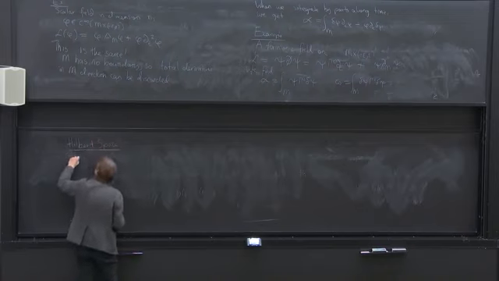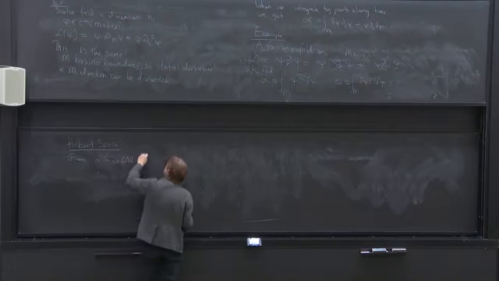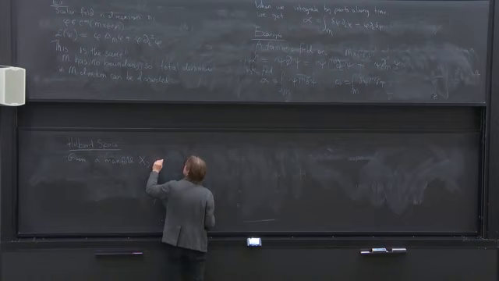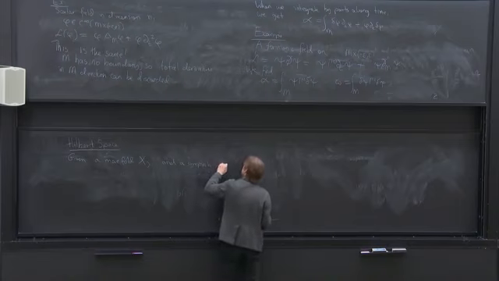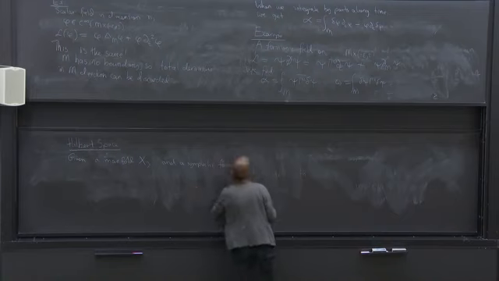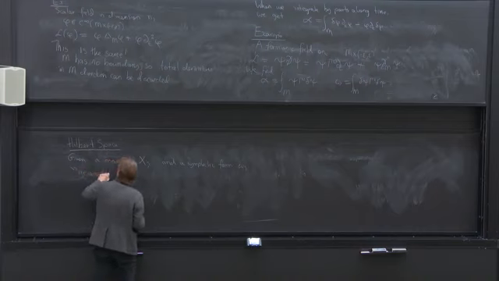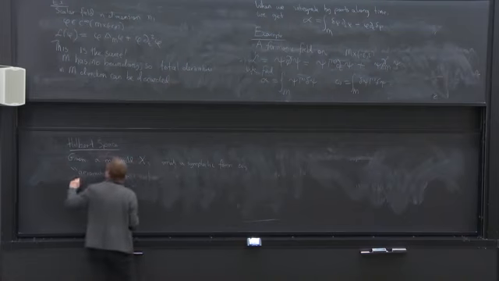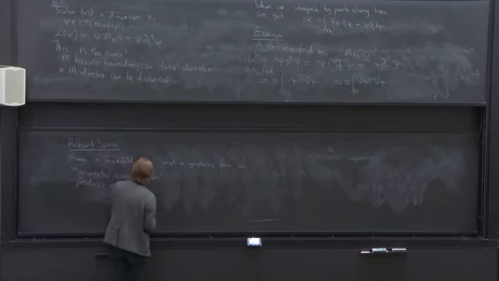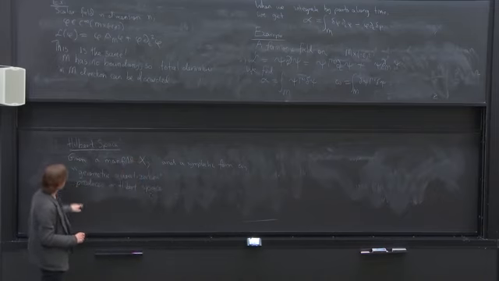So given a manifold X and a symplectic form omega, the procedure called geometric quantization produces a Hilbert space. So how does this work?